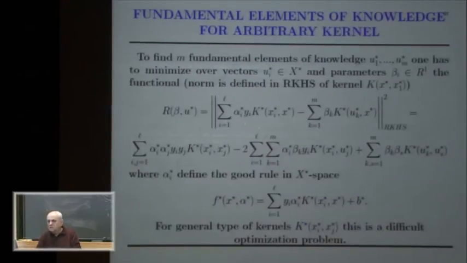To do that, I should first find the fundamental concept of knowledge. So I will minimize over u and beta. Beta is parameters, u is vectors. It is a hard computational problem. But if I work in reproducing kernel Hilbert space, I can write it with this representation.